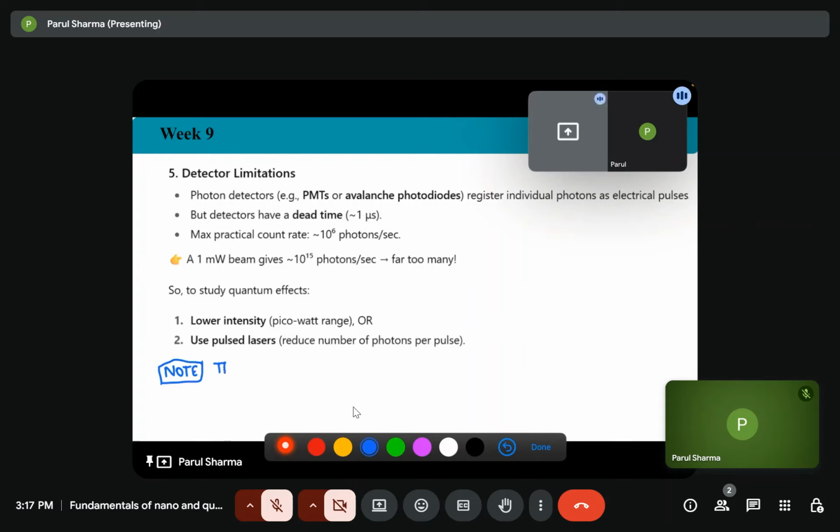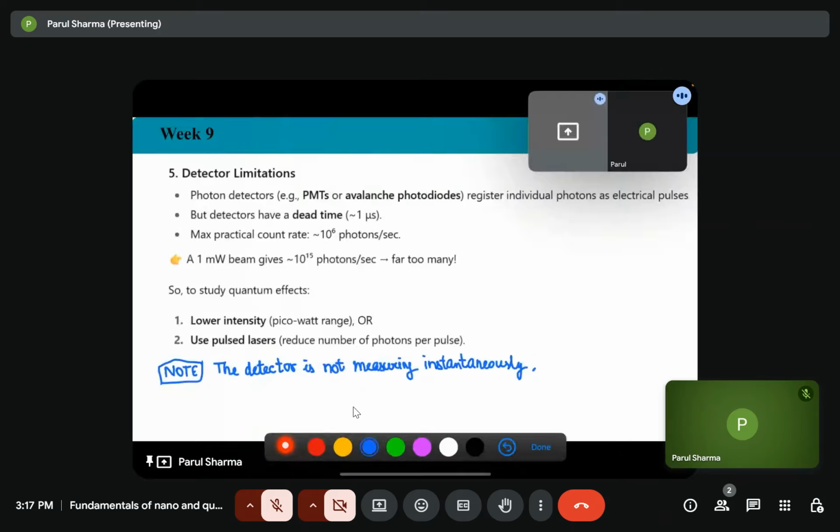The detector is not measuring instantaneously, because the detector has dead time. So what is dead time?